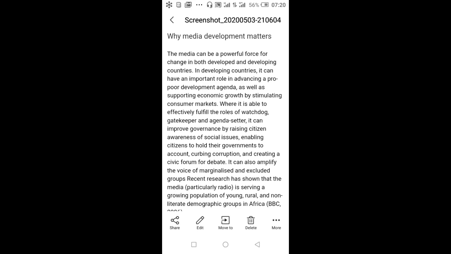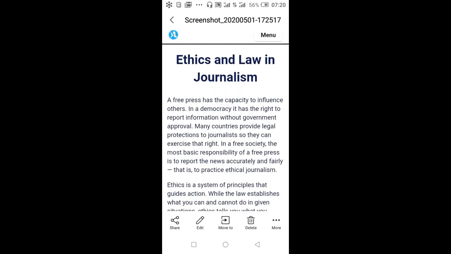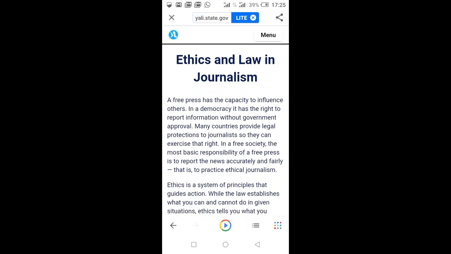Now, let's look at ethics of journalism. Very important for us to understand ethics of journalism. There's a difference between ethics and law in journalism. Now, when we talk about ethics, a free press has the capacity to influence others. In a democracy, it has the right to report information without government approval. Any society where the government has to control the media before it can say anything is a problem.